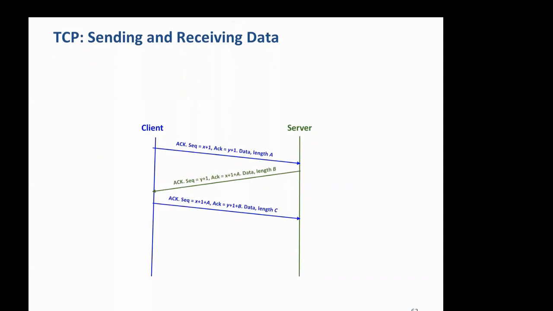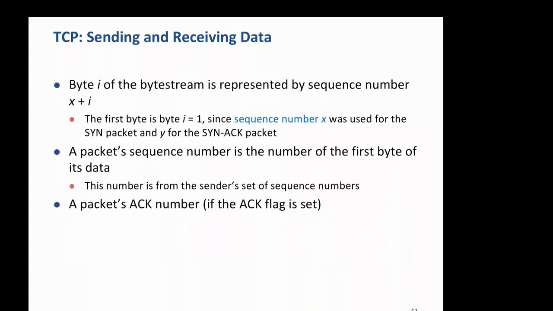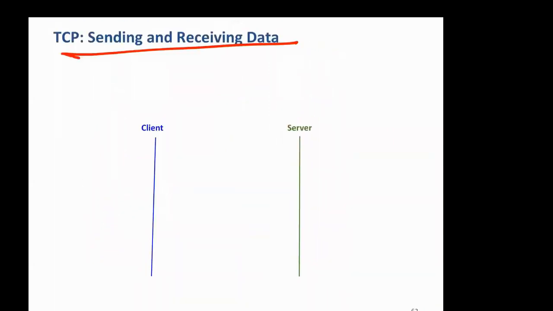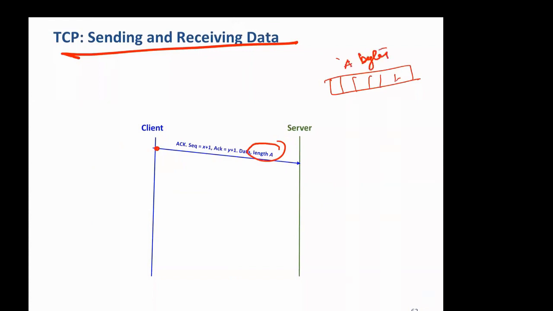Now what will happen once this connection is done? The first phase was connection setup, which we have seen in the previous slide. Now data communication starts. Let's look at it in detail. The client will send a data segment with length a. It means a bytes are there. And its initial sequence number, since we agreed X is the initial sequence number, the first byte will have sequence number X plus 1.